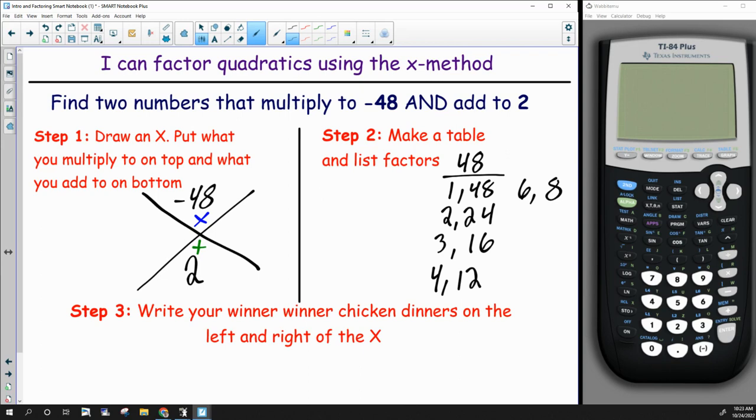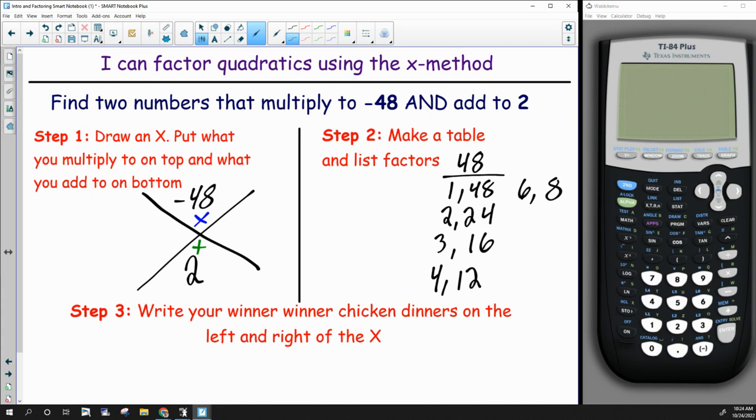Now, this is the hard part. It can be tricky sometimes. These numbers all multiply to 48, but we want them to multiply to negative 48, which means one of my numbers would have to be negative. The question is, do I make all of my small numbers negative on the left side, or all of my big numbers on the right side? And here's how we tell. They have to add up to whatever's on the bottom. They have to add up to 2.